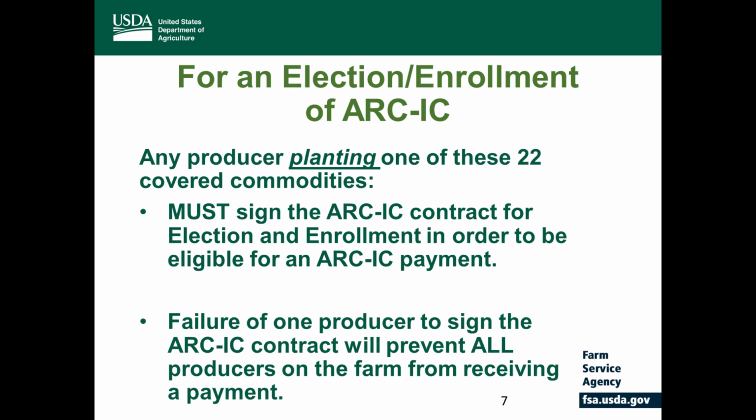So if you are enrolling in ARC IC, you're going to want to be very sure that you're informing FSA of all producers on the farm that are going to be planting any of the 22 covered commodities. And this is going to include anyone that may be planting even 1 acre of a food plot, or say your landowner retains only a small acreage themselves to put a little grain of some sort in. They would also need to sign the ARC IC contract.